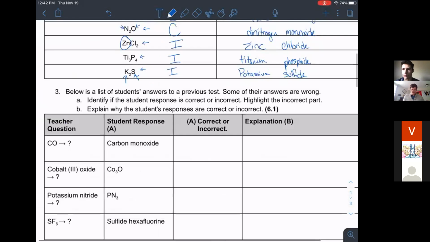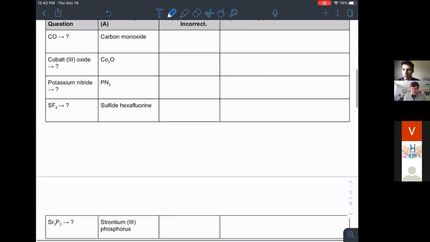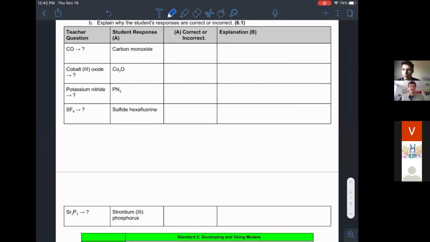All right, so if we go through these last 5 problems, we're going to go through these a little quicker, just so I can give you some time to work on that review before your summative. If we look at that first one, CO was the question and they named it carbon monoxide, which is correct. That's correct because it's 2 nonmetals, and mono stands for 1, which means we have 1 oxygen, and there's no prefix in front of carbon, which means there's 1 carbon. So 1 carbon and 1 oxygen makes that compound correct.